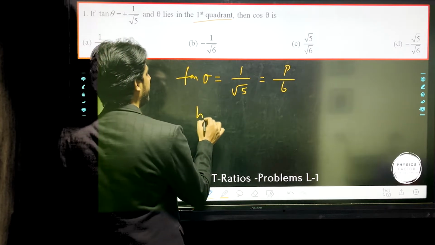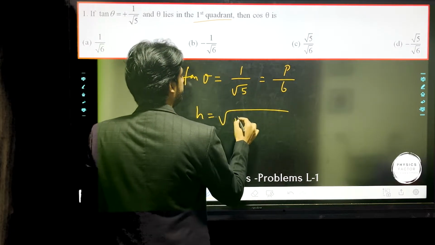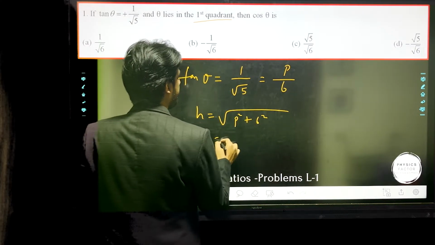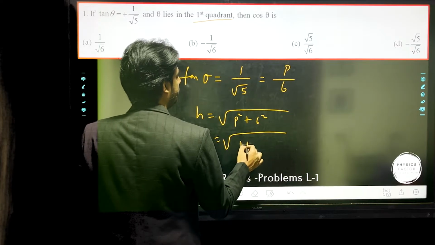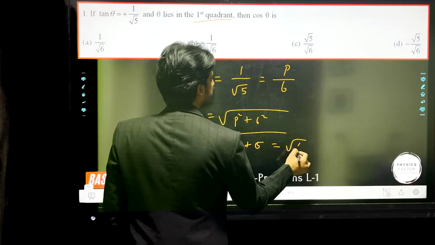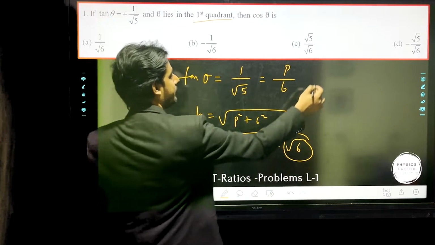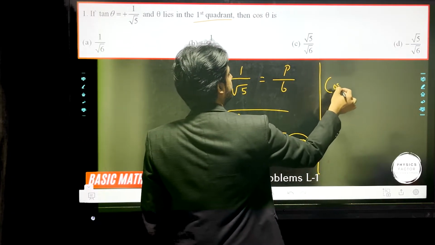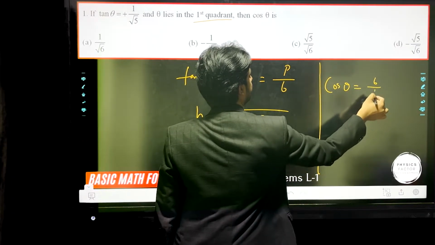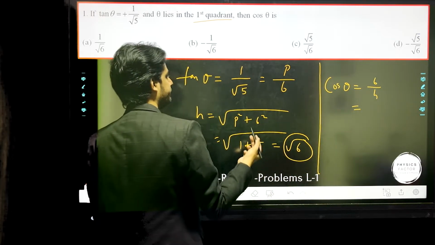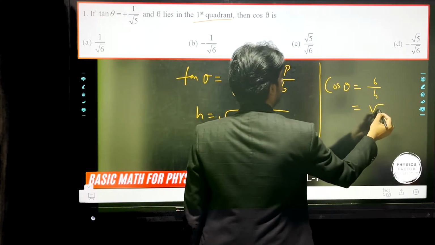So we'll calculate the hypotenuse. Hypotenuse is the root of p square plus b square. So square root of 1 plus 5, so √6. So you got the hypotenuse, and then we can use the formula for cos theta. So cos theta is base upon hypotenuse. So base is how much? √5. So √5/√6.